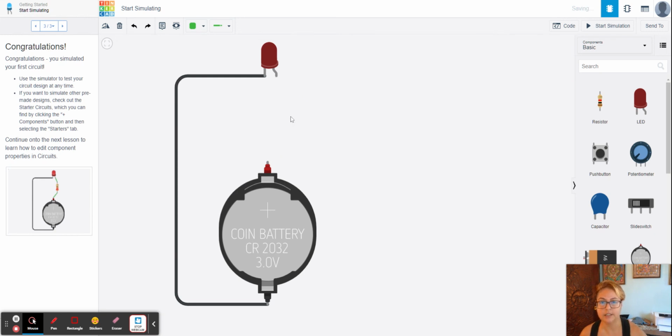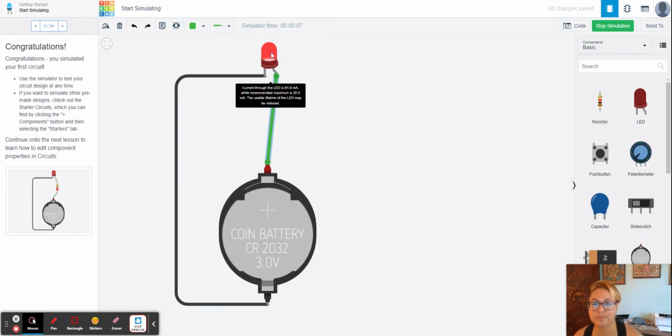Otherwise, if we were to take that away and just connect it directly like this, oopsie, and we hit the simulation, of course, now it's going to work on here. Generally, what should happen is right here it says current through the LED is 61.9 milliamps, while recommended maximum is 20. The usable lifetime of the LED may be reduced. So we are putting too much current through there, okay? And in some cases, if you had a higher voltage battery, this is only 3 volts, it would blow the entire bulb, okay?